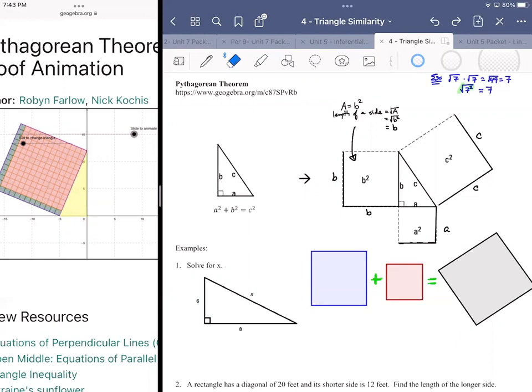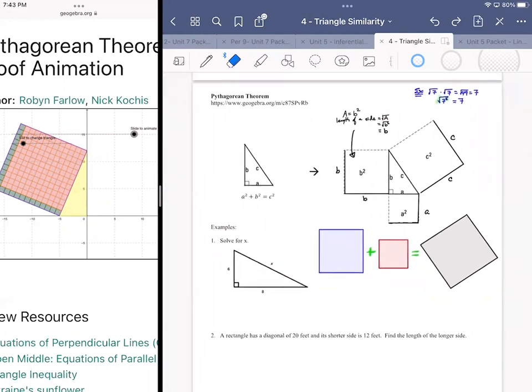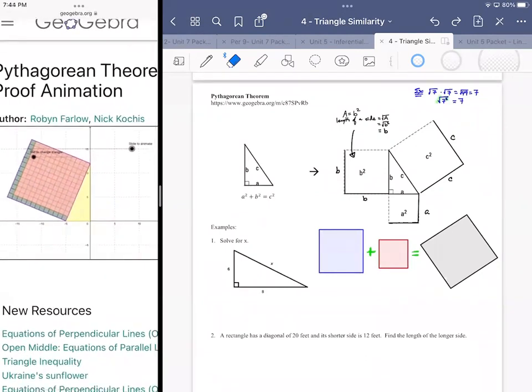So credit to Robin Farlow and Nick Cochise. No, I don't know these folks, but they did a great job, because that's a good animation. Apparently I found it at some point and put it in here and didn't think anything of it. But that's the justification of the Pythagorean theorem.